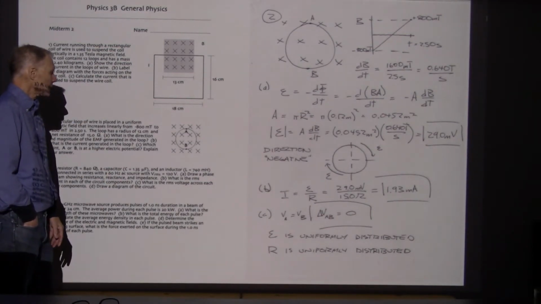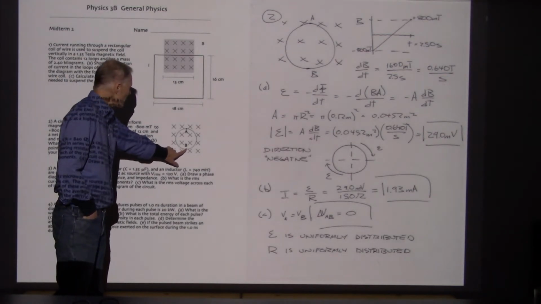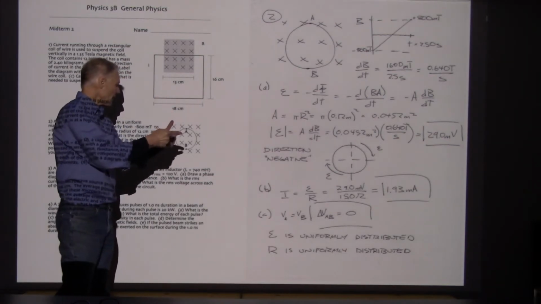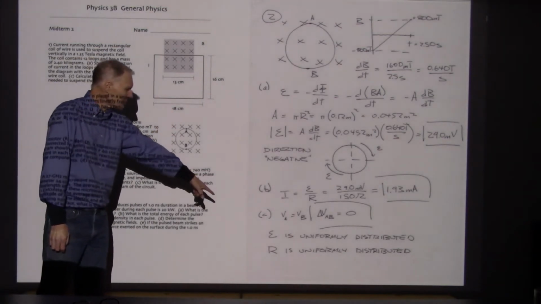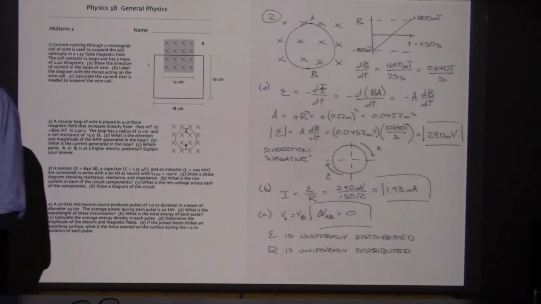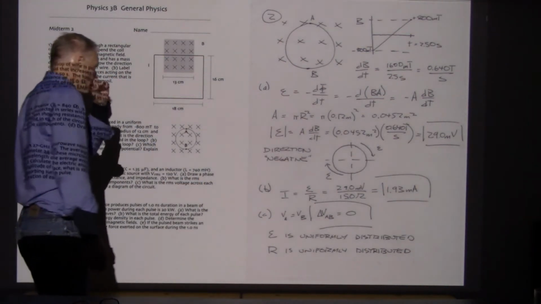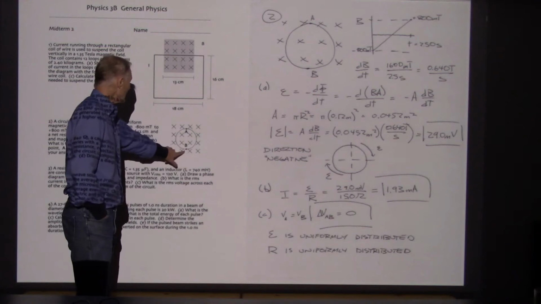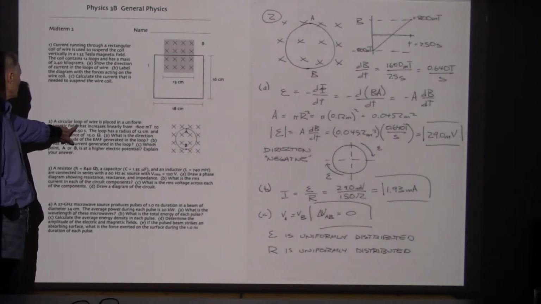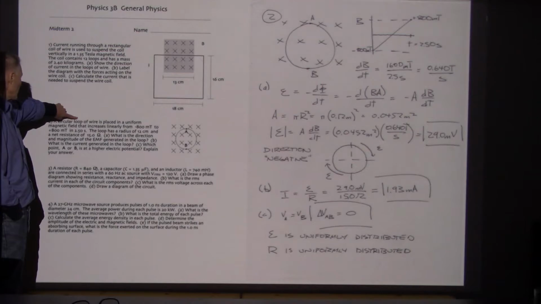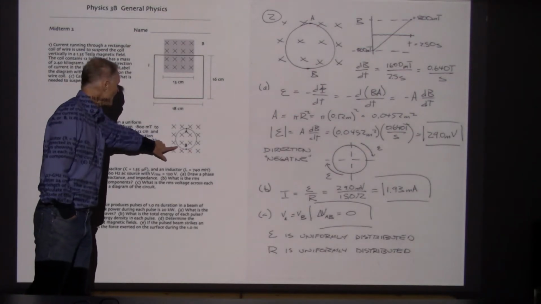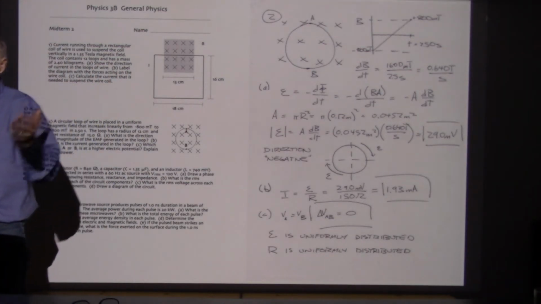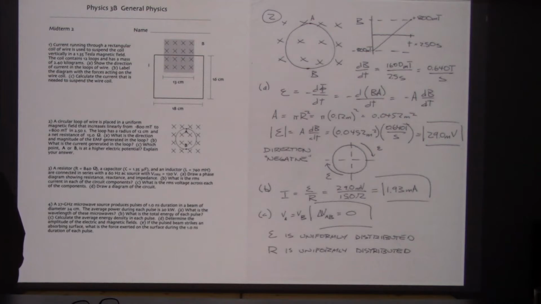the EMF that's being generated. But remember, the EMF is being generated everywhere, so there's a combined effect all the way around this circular loop, but there's also resistance that's uniformly spread throughout. So we said that the overall resistance is 15 ohms, and assuming this is a uniform loop of wire, which I'm going to assume it is, then that 15 ohms is uniformly distributed. So the EMF is uniformly distributed everywhere, and the resistance is uniformly distributed everywhere.